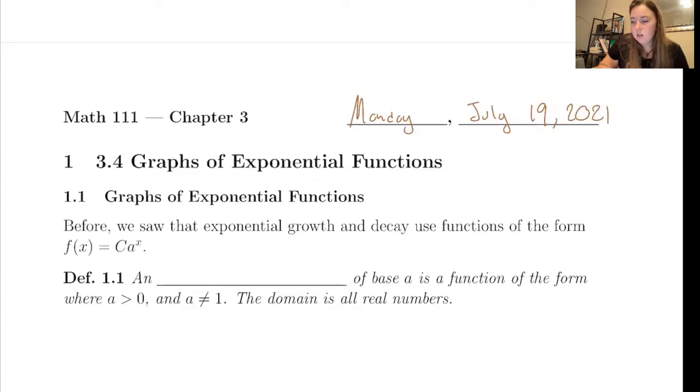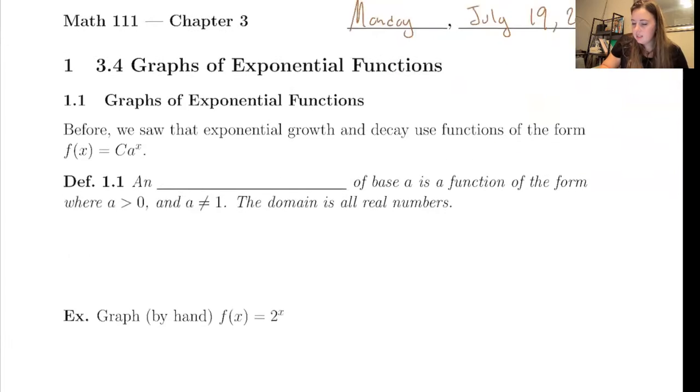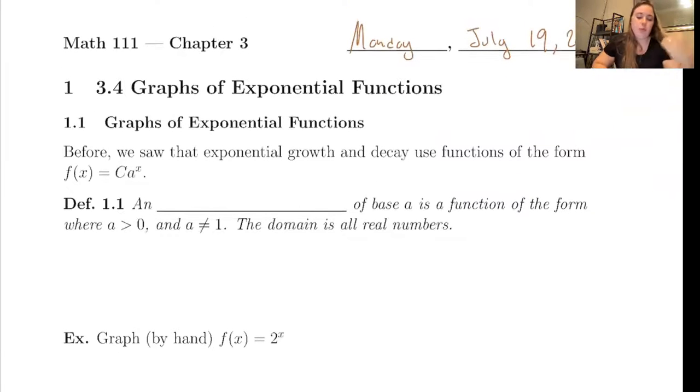Okay, so now we are on the last section for chapter 3. It's kind of a short chapter. So 3.4 is all about graphs of exponential functions. So exponential growth and decay.